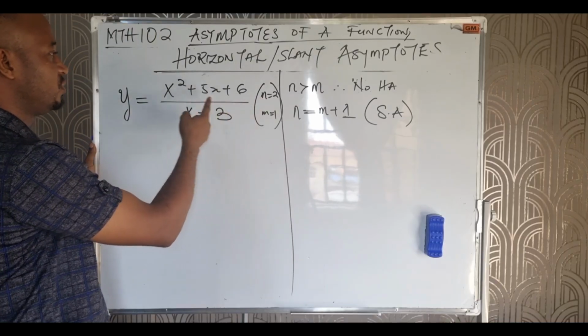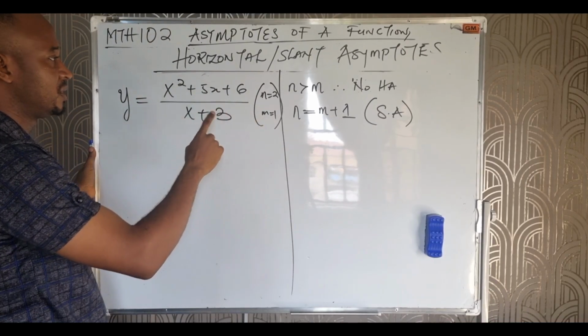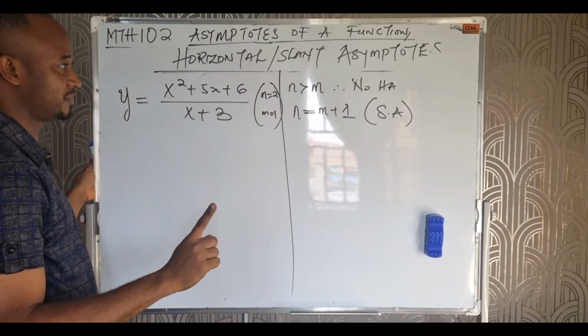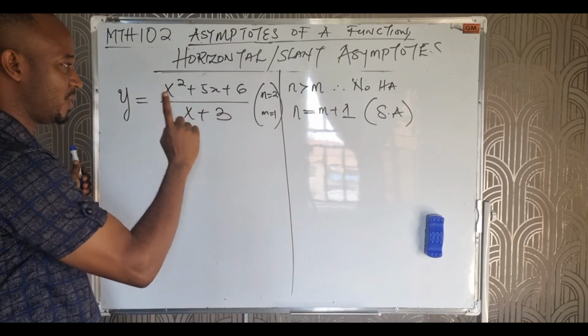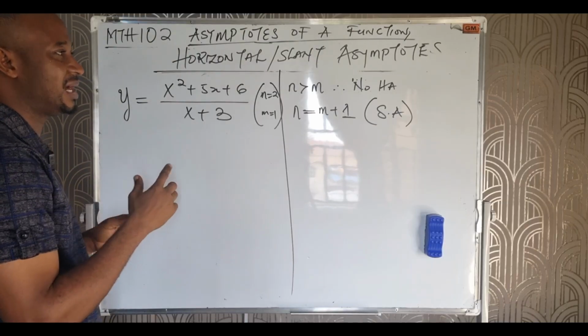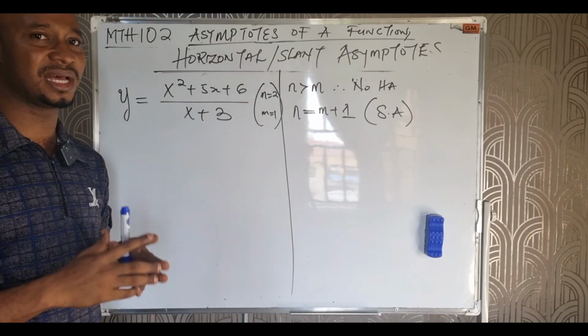The degree of the numerator is 2 and is greater than the degree of the denominator by 1, meaning n exceeds m by 1. So that means there's a slant asymptote. Now the question is, how do we find a slant asymptote?